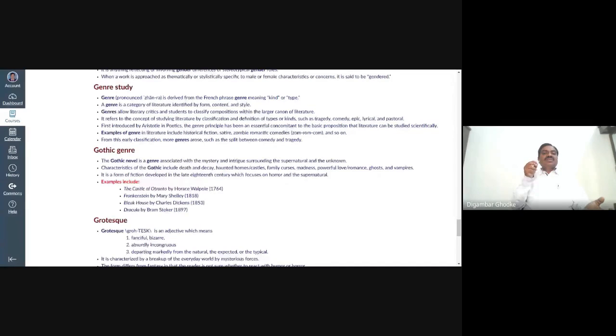So this early classification split genres between comedy and tragedy. As we go ahead, now we have different genres. Earlier, we only talked about fiction, plays, and poetry. Then we kept on talking about tragedy. Within drama, we have tragedy, comedy, tragicomedy. Within poetry, you have lyric, sonnet, epic, pastoral poetry. So all these are types. The general term in English is types, and the technical French term is genre.